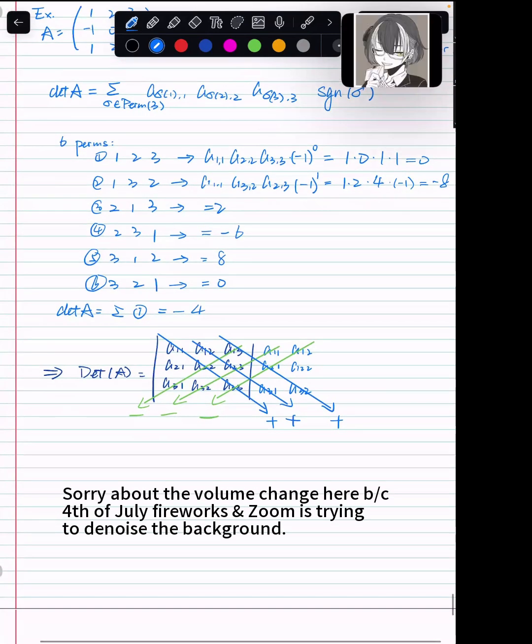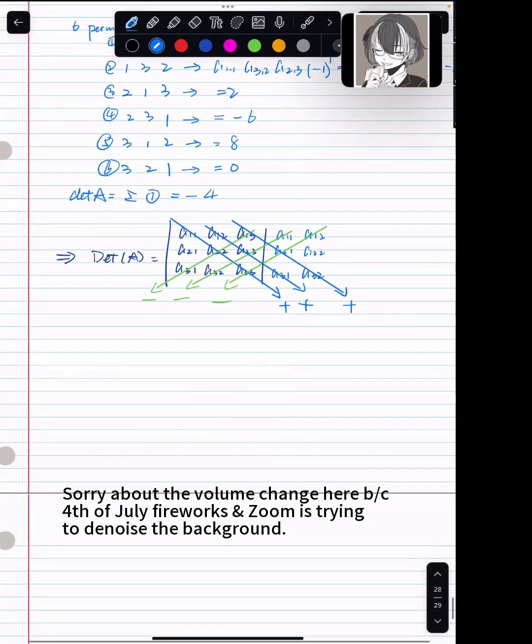Okay, so then when we calculate a determinant of a 3 by 3 matrix, we can draw this diagram and multiply all the entries that are in the same slashes I was drawing, and then adding in blue or subtracting in green.